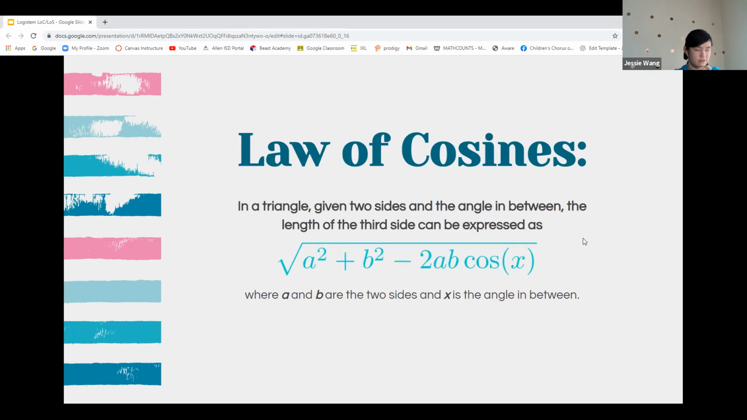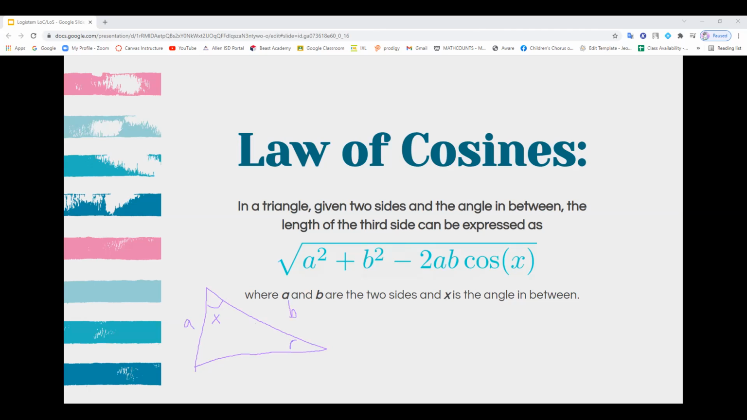So the law of cosines is defined as, in a triangle, given two sides and the angle in between, the length of the third side can be expressed as the square root of a squared plus b squared minus 2ab cosine x, where a and b are the two sides and x is the angle in between. So what that's saying is if we have a triangle, this is side A, this is side B, x has to be this angle right here. If x is this angle, it's not going to work, so x has to be the angle in between the two. It's really just a formula. So now let's move on.